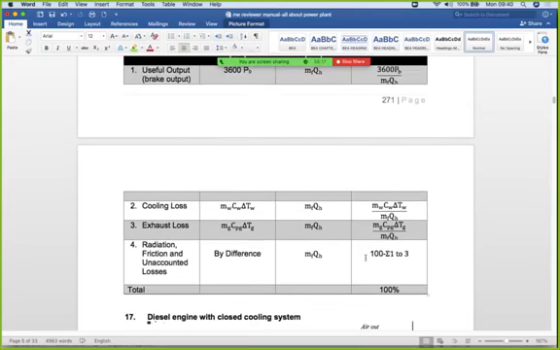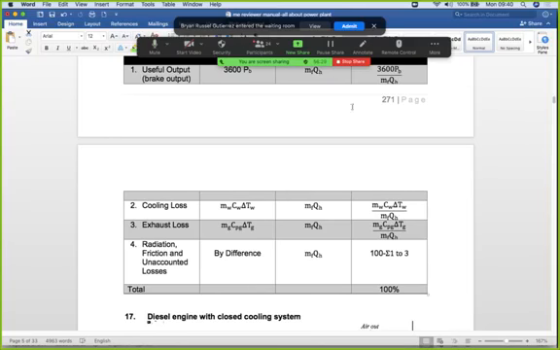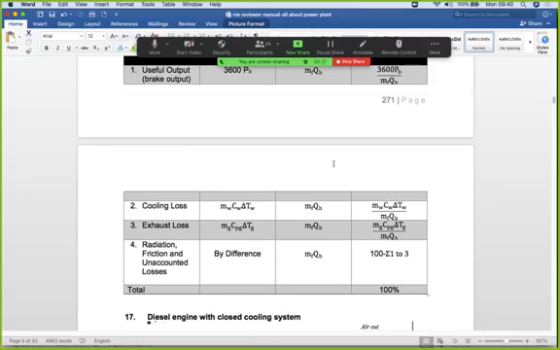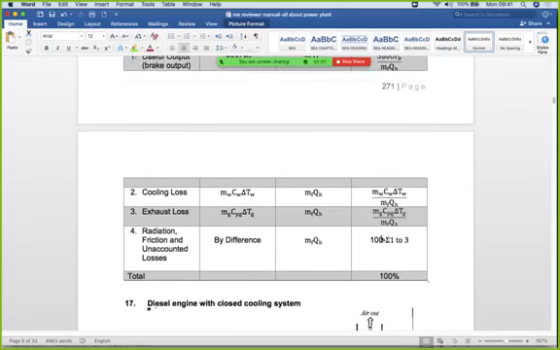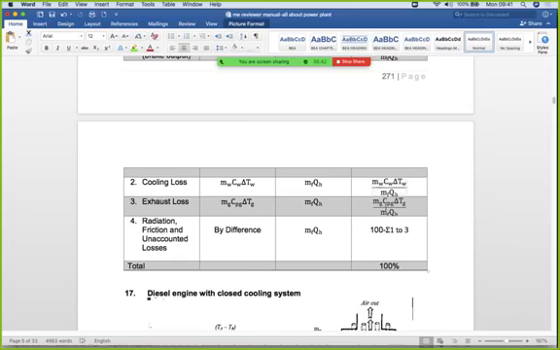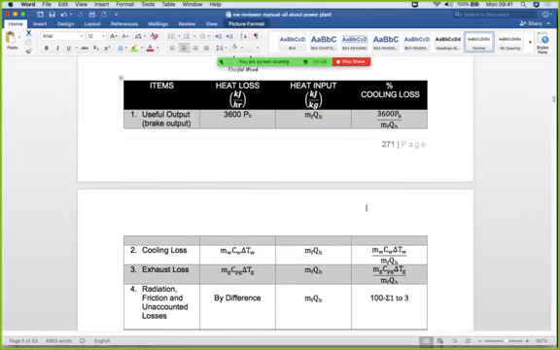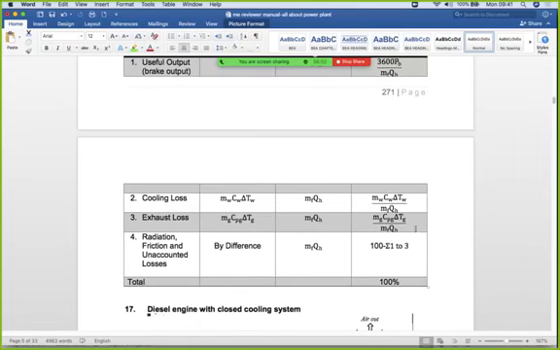So we have also the exhaust loss, which is the mass of the gas times the specific heat of the gas times delta T of the gas. The heat input is the same: mass of fuel times heat supplied. Whereas the percent exhaust loss is the ratio between the exhaust loss, or the heat loss, divided by the fuel or the heat input. Heat loss divided by heat input.